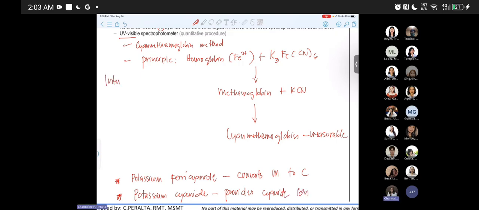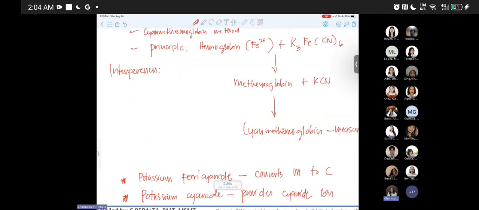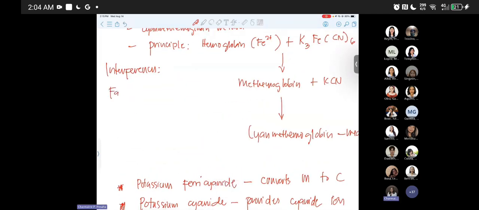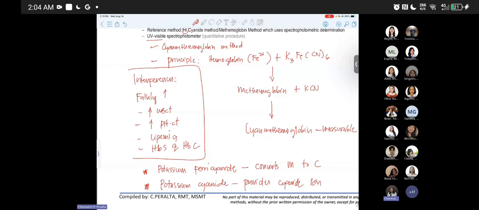Okay, interferences. Okay, so alam ko medyo pagod na kayo, pero wag ine-neglect ang laboratory evaluation ha. Remember, sa board exam, malaki ang percent nito. Interferences, nagkakaroon ng falsely increase kapag mataas ang WBC count, mataas ang platelet count, merong lipemia, merong HbS and HbC. So nagkakaroon ng false increase in hemoglobin determination in cases of leukocytosis, thrombocytosis, lipemia, hemoglobin S, and hemoglobin C.